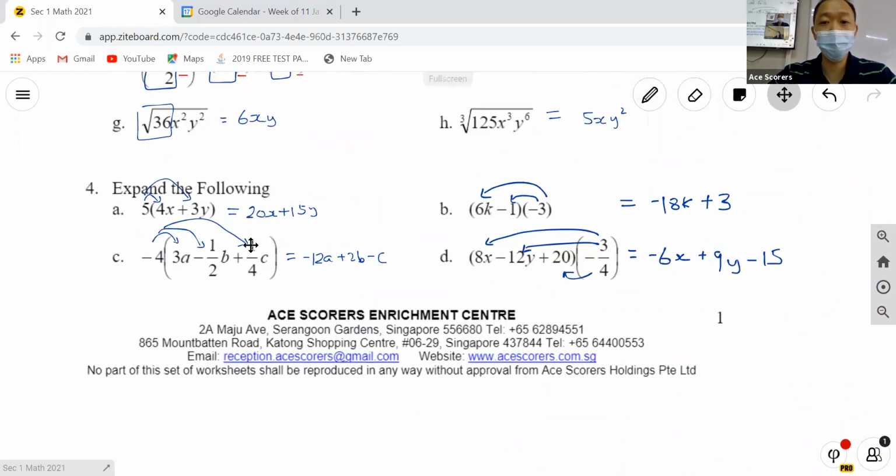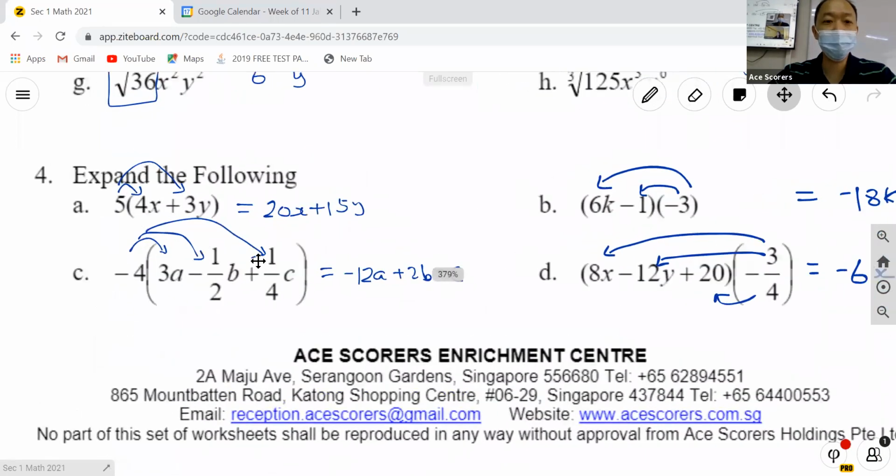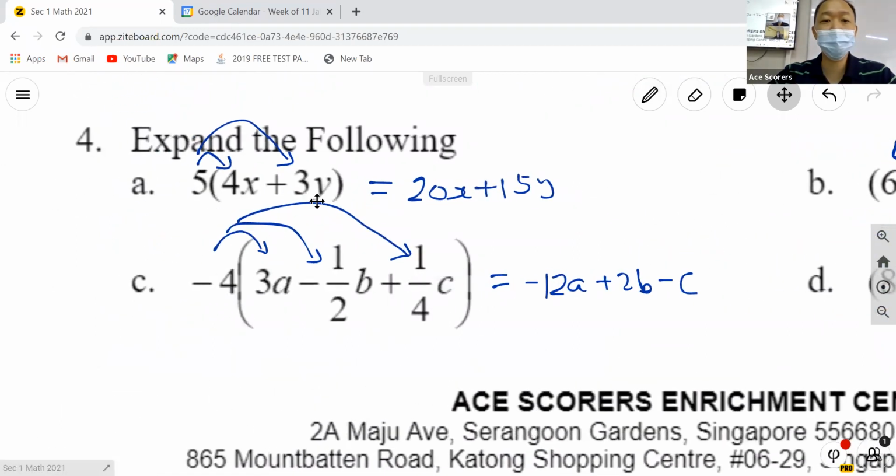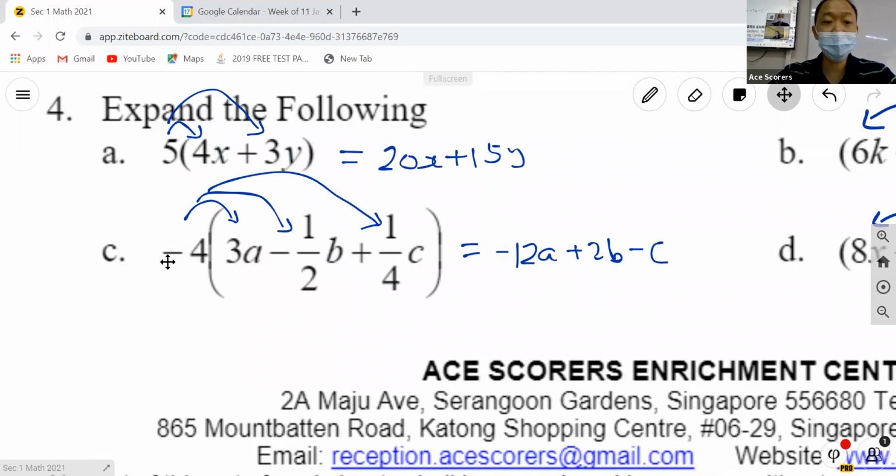Just a recap. Before we left, we did the rainbow thing, expansion. Let me just recap what is expansion. Rainbow in, for example, you have a number with a bracket, you just rainbow in. So 5 times 4 and 5 times 3, so we get 20x plus 15y. Next one, if the number is a negative number, you got to rainbow in, but you got to do the negative multiplication. Like for example, minus 4 times 3 becomes minus 12. Minus 4 times minus half becomes positive 2. And minus 4 times 1/4 is negative 1.